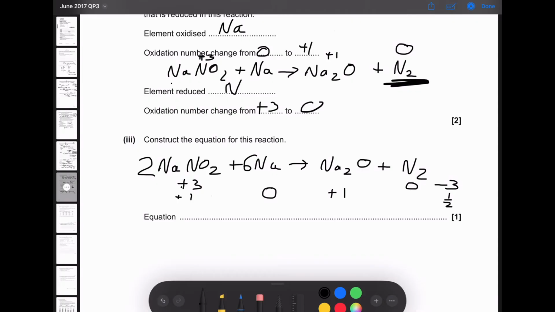So sodiums, we have 2, 6 on this side and 2 on this side, but what are we going to do? We're going to put a 4 here. So now we've got 8 on this side and 8 on this side. Nitrogens, we've got 2 on this side, 2 on this side. Oxygens, we've got 4 on this side, and would you believe it, 4 on that side. So this is our answer, so just write it nice and neatly on the line. 2NaNO2 plus 6Na gives us 4Na2O plus nitrogen gas.